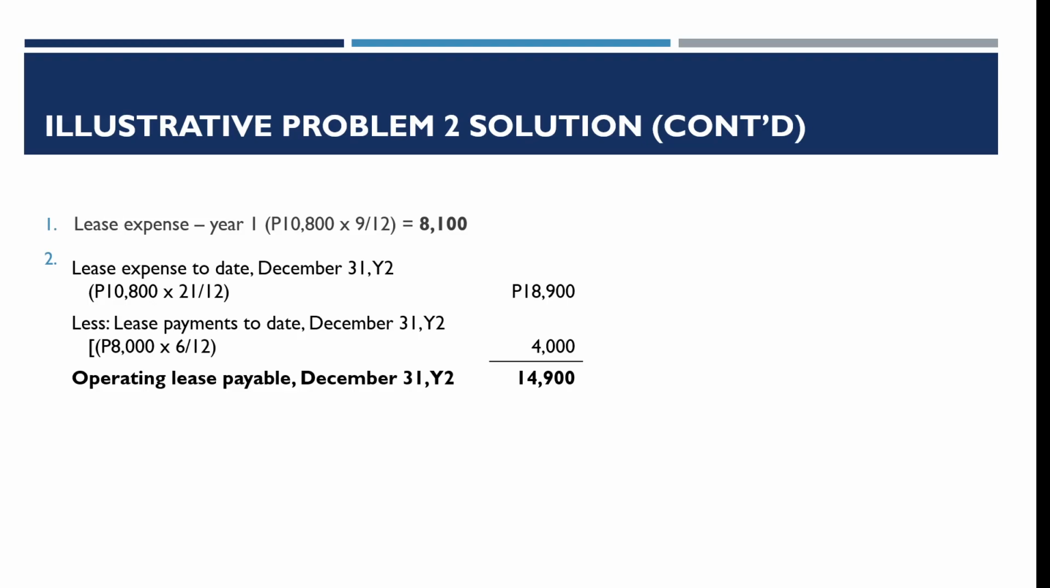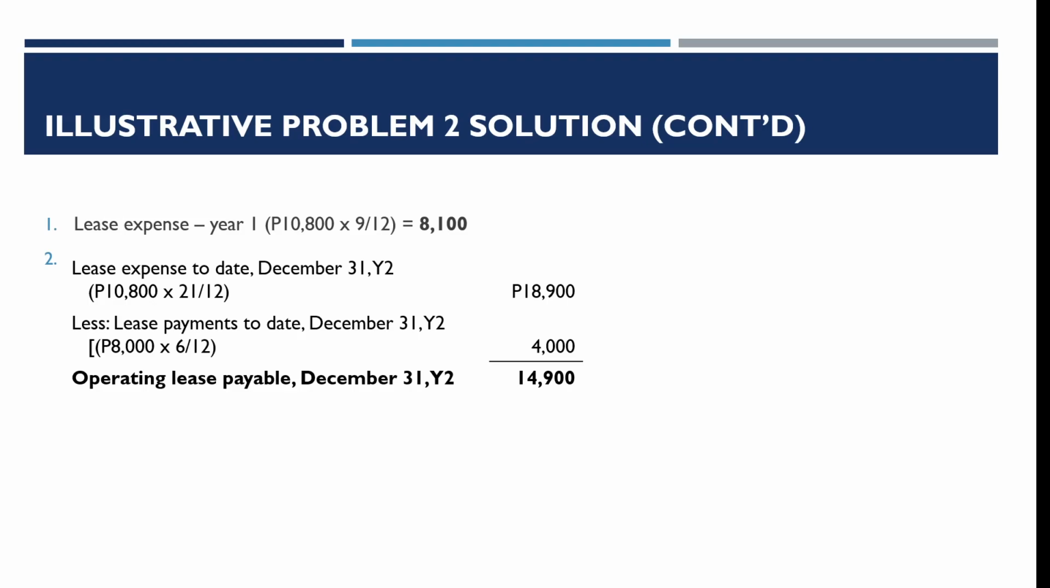Number 2, how much is the operating lease payable as of December 31, year 2? Magkano na ang lease expense to date natin? Diba during the year 1, 9 months lang tayo? Pagdating ng year 2, ilang months na? That is 12 months. So 12 plus 9 months. Kaya yung 10,800, minultiply ko siya sa 21 months over 12. Kaya nakakuha kayo ng 18,900.